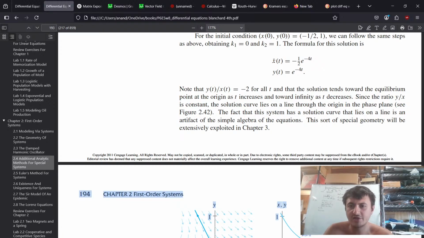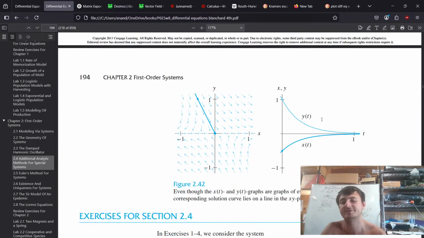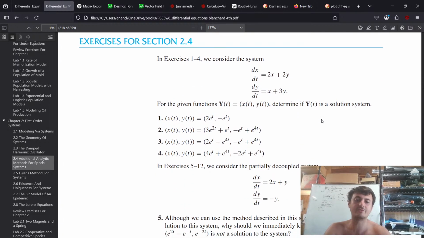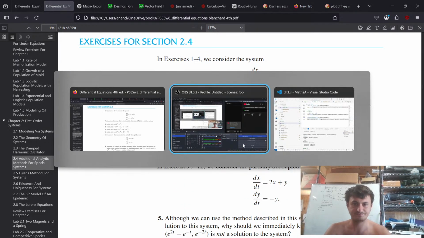Since the ratio of y over x is constant, the solution curve lies on a line through the origin in the phase plane. The fact that this system has a solution curve that lies on a line is an artifact of the simple algebra of the equations. This sort of special geometry will be exploited extensively. All right, cool. That was easy. All right, so let's hop into some problems.